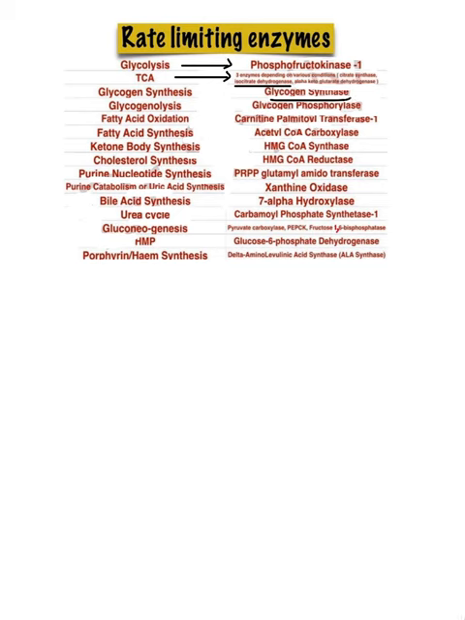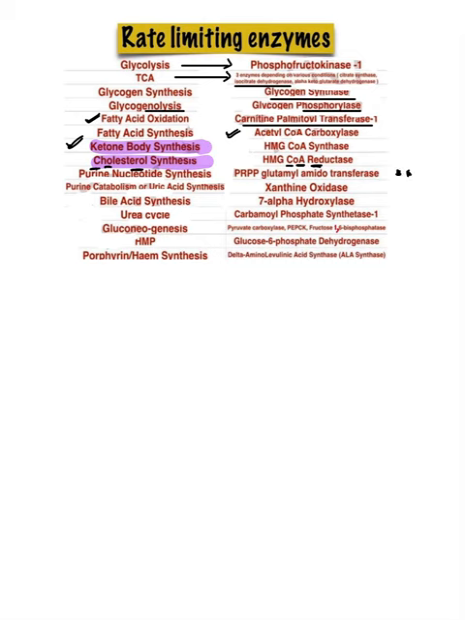Then you have glycogen synthesis. The name itself suggests glycogen synthase. Then glycogenolysis means you are breaking down the glycogen. Try to think what the name is suggesting: that is glycogen phosphorylase. Fatty acid oxidation is carnitine palmitoyl transferase 1, guys. Fatty acid synthesis is acetyl CoA carboxylase, guys. This is very confusing, guys. Ketone body synthesis and cholesterol: if it is cholesterol, that is HMG-CoA reductase, guys. Don't get confused. And synthase means it's ketone body synthesis.